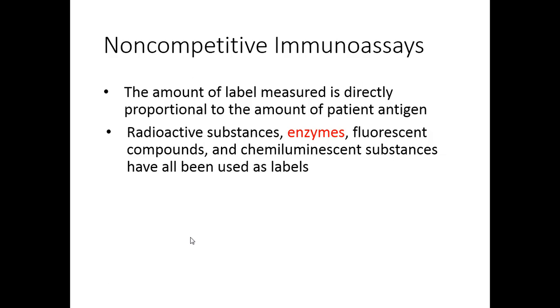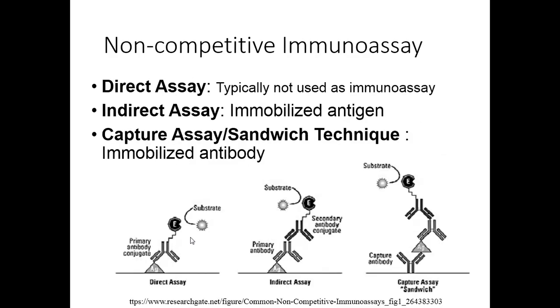We can use all kinds of labels in non-competitive assays: radioactive. We are going to talk mostly about enzymatic, but fluorescent, chemiluminescent, and chemical luminescence labels have all been used as well. So let's take a look at some examples.